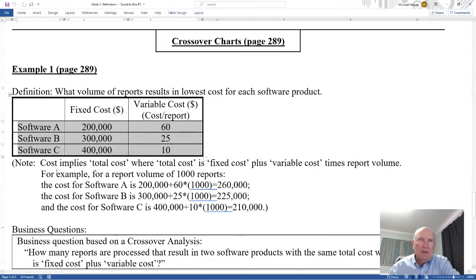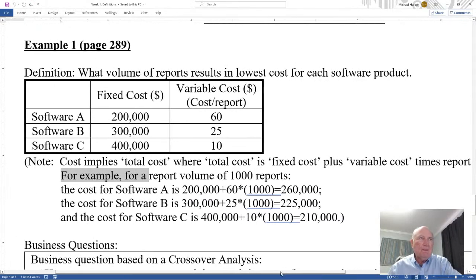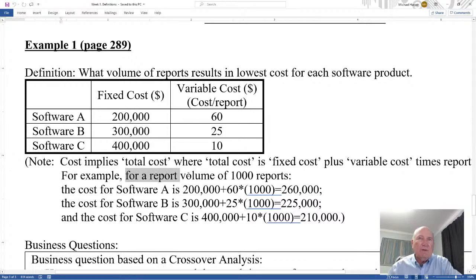Okay, for example, cost. Now, I mentioned lowest cost up here. Cost implies total cost, where the total cost is the fixed cost plus the variable cost times the report volume. For example, let's make this a little larger. There we go. For a report volume of 1,000 reports, the cost for software A is 200,000, the fixed cost, plus 60, the variable cost, times 1,000 reports. You multiply and add, it becomes 260,000.